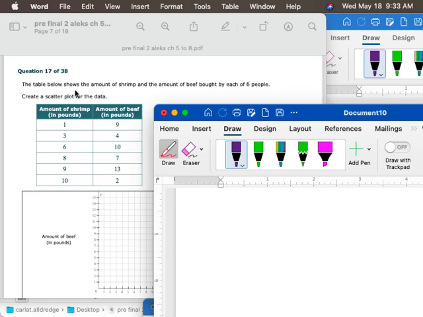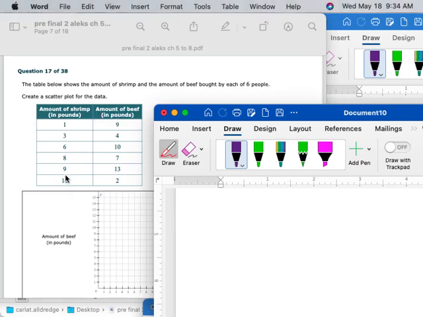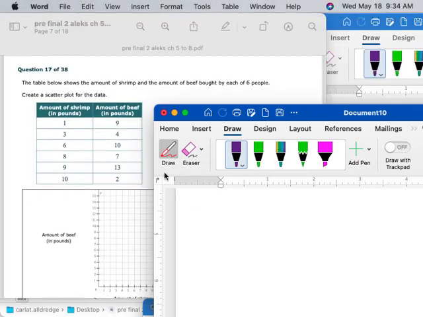The table below shows the amount of shrimp and the amount of beef bought by each of 6 people. Create a scatter plot for the data. Okay, so here's the data. I think y'all all know how to plot the points.